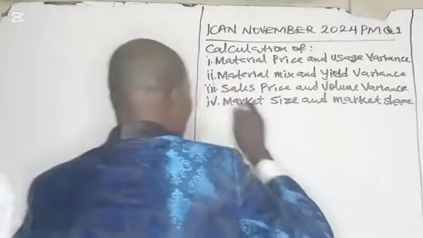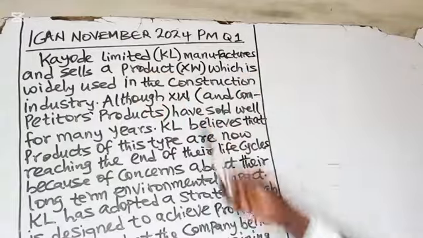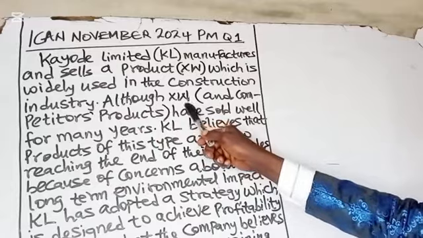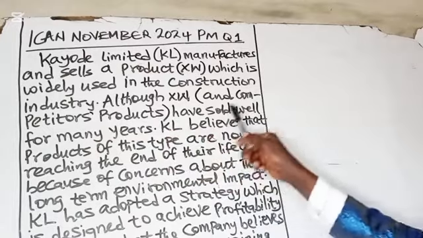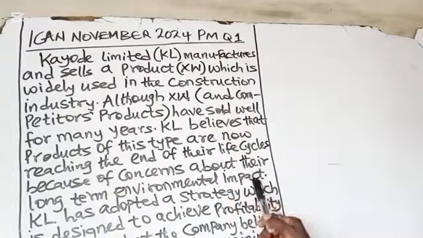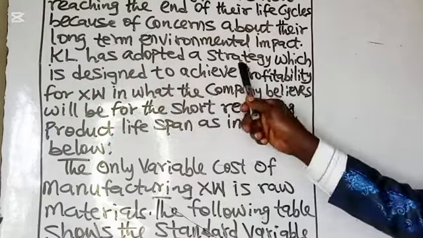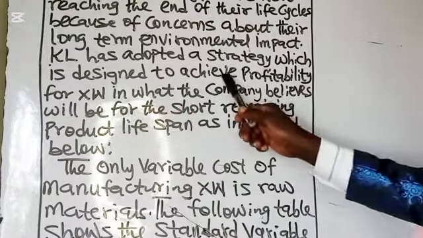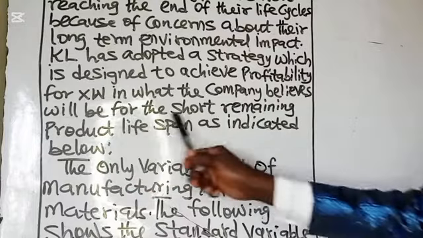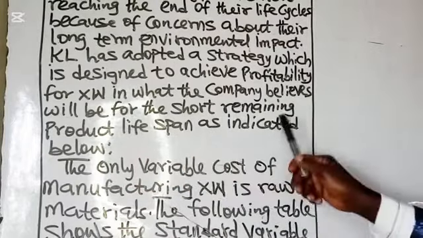ICAN November 2024 performance management question number 1. Kayode Limited, KL, manufactures and sells a product, XW, which is widely used in the construction industry. Although XW and competitors' products have sold well for many years, KL believes that products of this type are now reaching the end of their life cycles because of concerns about their long-term environmental impact. KL has adopted a strategy which is designed to achieve profitability for XW for the short remaining product lifespan, as indicated below.